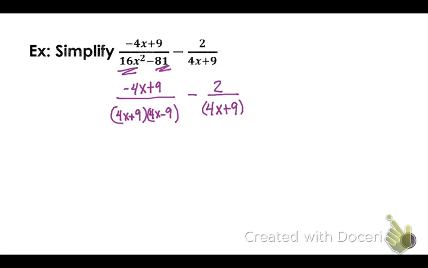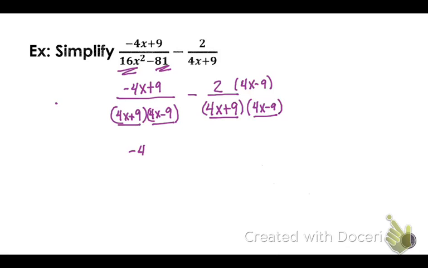So now if we look at the denominators here, this fraction has a 4x plus 9, and so does this fraction. To give the same denominator, I simply need to multiply the fraction on the right by 4x minus 9 so that it has the right denominator. As long as I do the same thing to the top and the bottom, I haven't changed the fraction at all. So if I multiply the bottom by 4x minus 9 and the top by 4x minus 9, all I've done is really multiply by 1. Now the denominators are the same.